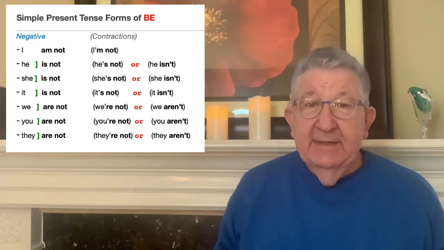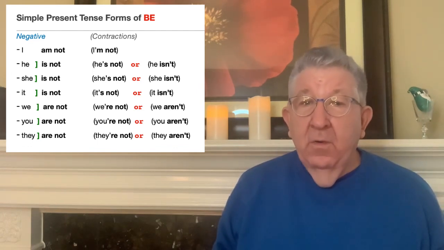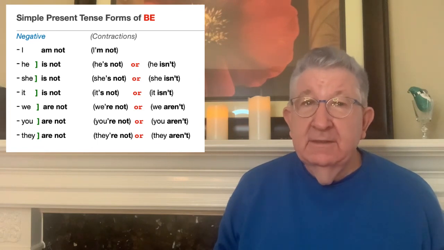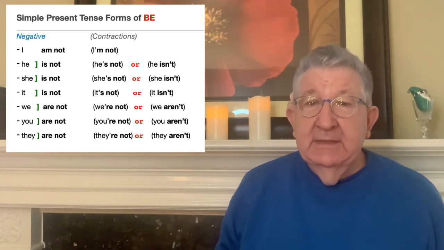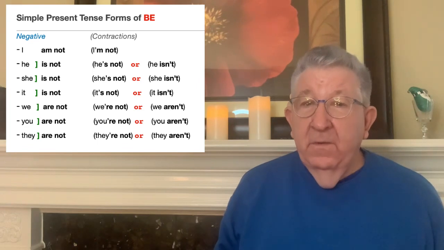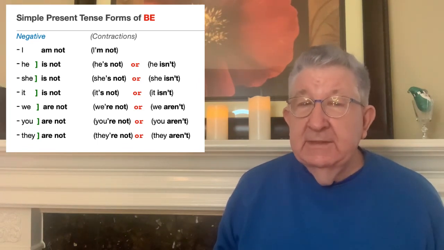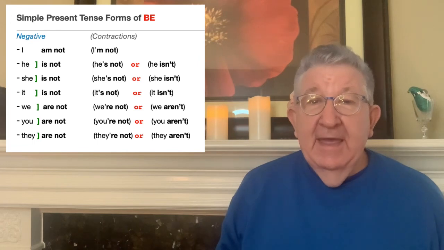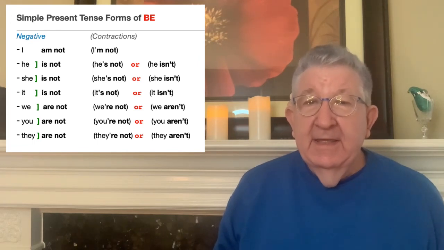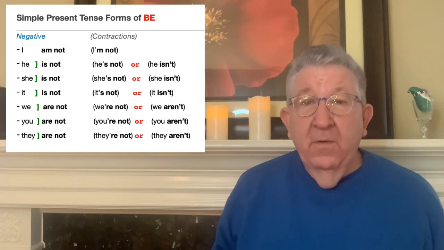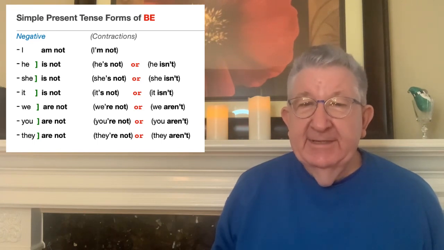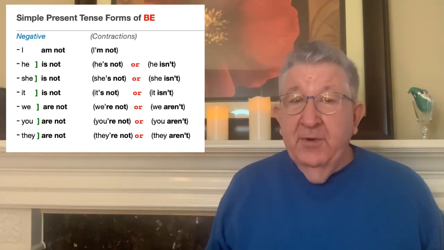We are not, we're not, or we aren't. You are not, you're not, or you aren't. They are not, they're not, or they aren't. Let's do another practice, this time with the contractions. Again, I'll give you time to answer the questions and then we'll review.